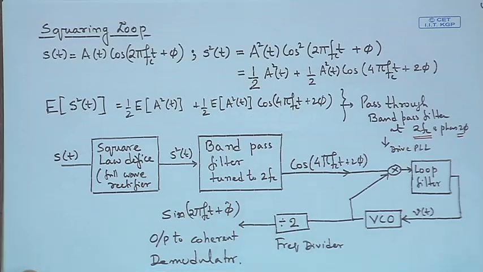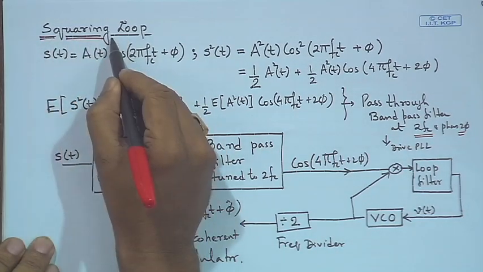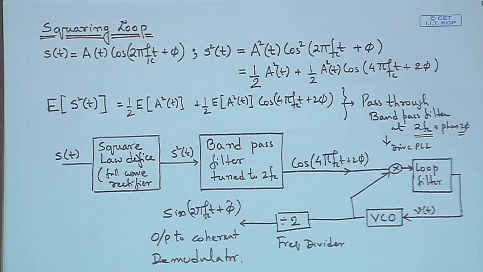This is another very popular way, using the squaring loop, and the advantage of this scheme is you are not using the PDF or the likelihood function of the signal. You are directly using the signal model and using algebraic expressions. By expanding them and seeing their behavior, you can build the receiver structure to estimate the carrier phase. This is one of the very popular techniques.